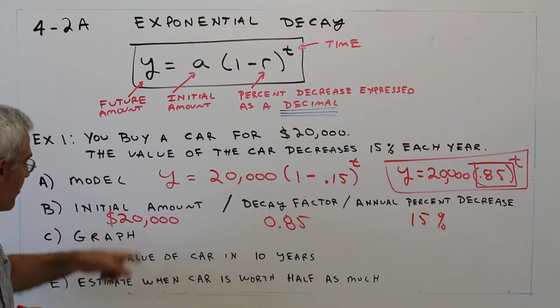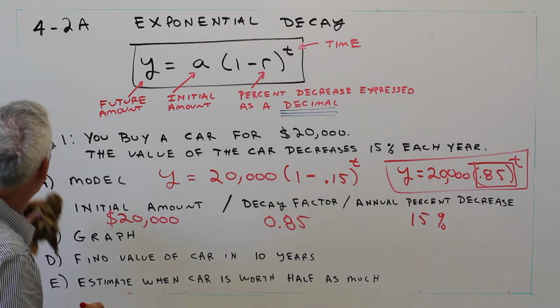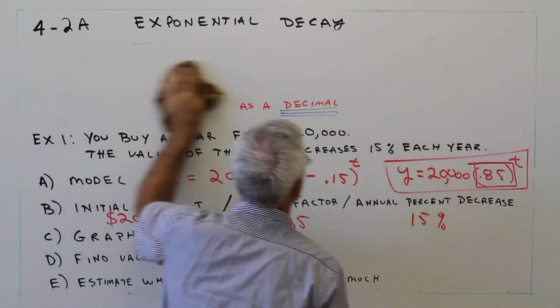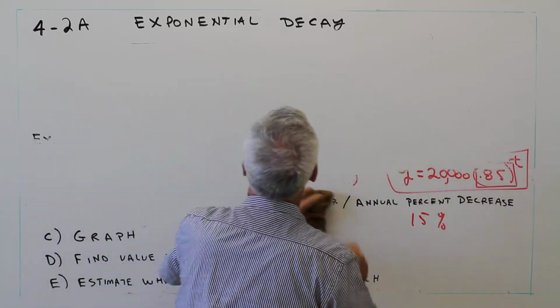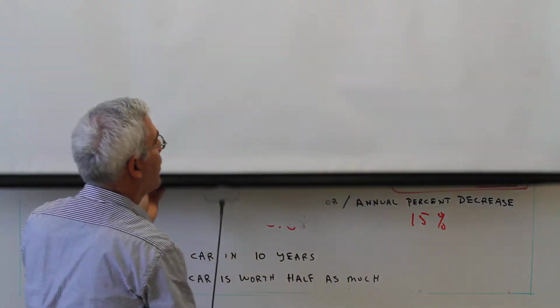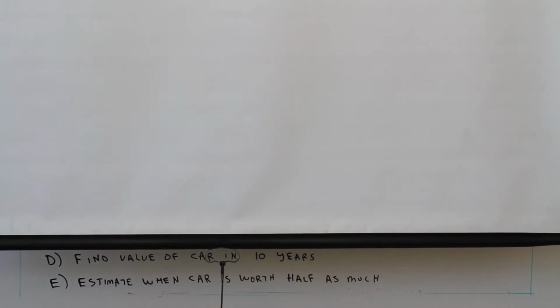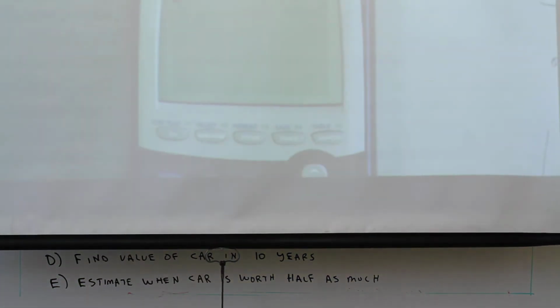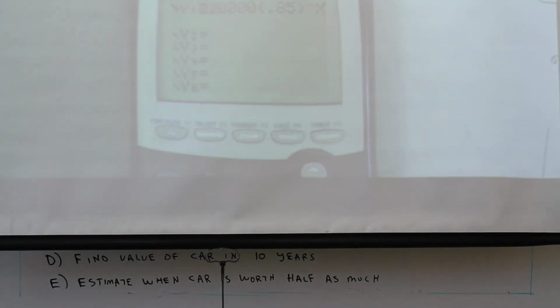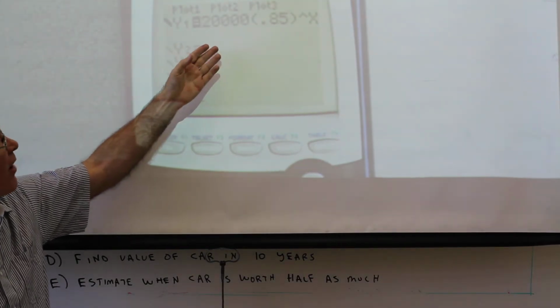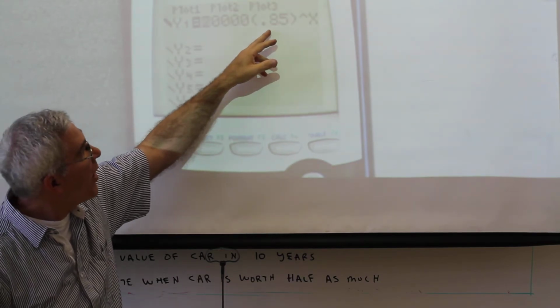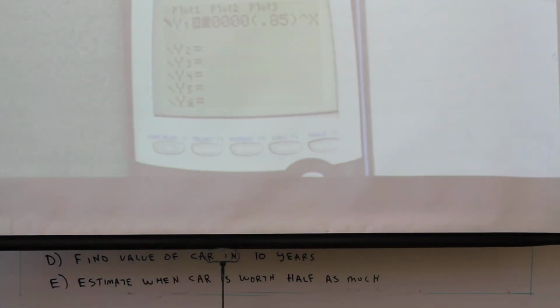Next, I'm going to make a graph. I'm going to use my graphing calculator for these last three problems. So we'll erase this. I'll keep the model up there. So I put the model in my graphing calculator, 20,000 times 0.85 raised to the x. I will now show you the windows I used.